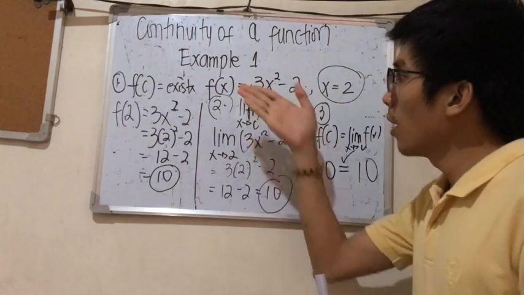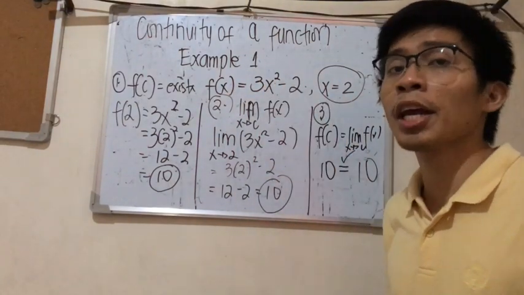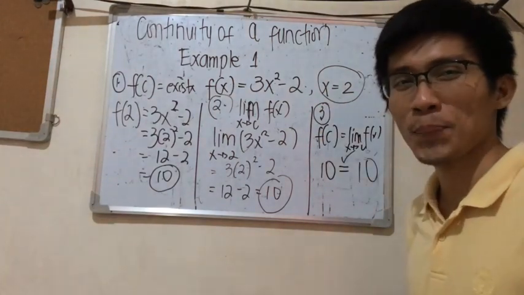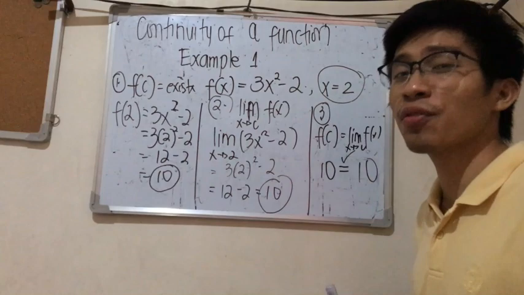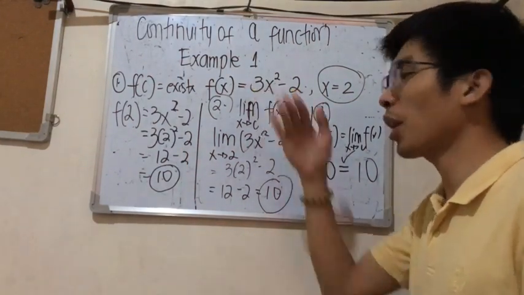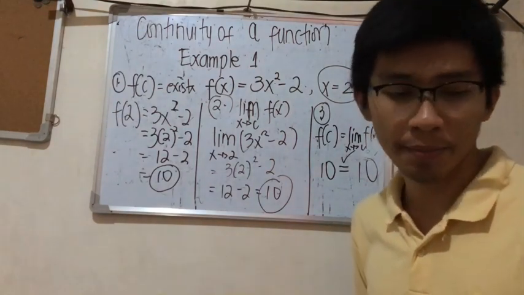Therefore, for this function at the number 2, this is a continuous function at point 2. Because again, it follows all of the conditions. Therefore, the function is continuous.